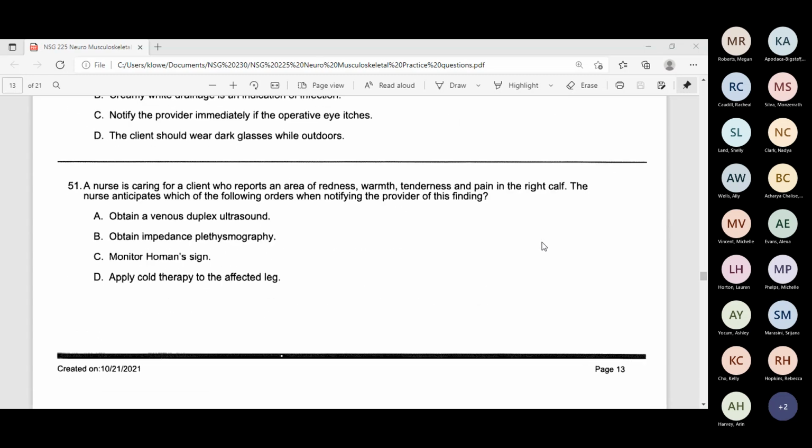Nurse is caring for a client who reports an area of redness, warmth, tenderness, and pain to the right calf. The nurse anticipates which of the following orders when notifying the provider of the finding. So what do we think about when we think about an area of redness, warmth, tenderness in the right calf? Infection. A blood clot. Yeah. So do you know how we assess for a blood clot? A, ultrasound. Yeah, so a venous duplex ultrasound.